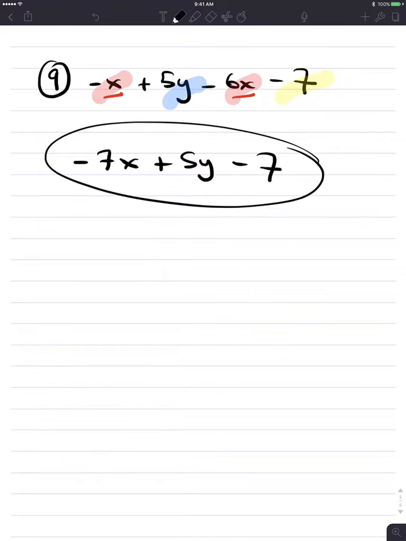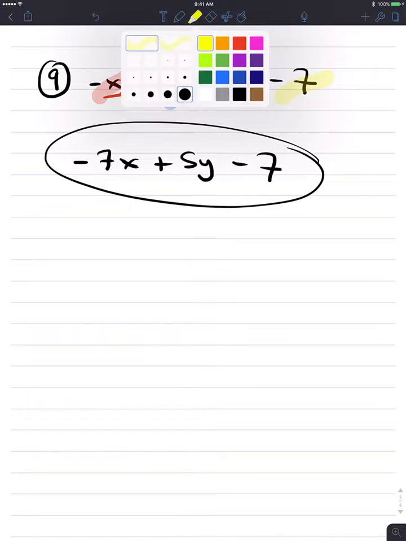I've combined my like terms. Negative 7x plus 5y minus 7. I can't combine these terms any further. I can't add or subtract them because they are all different.